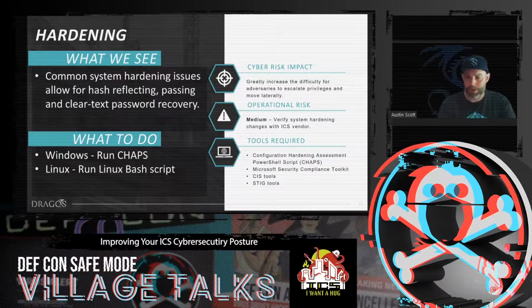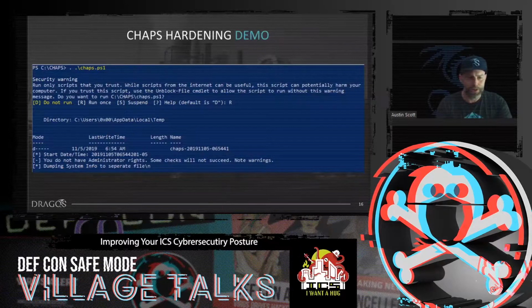But there's other tools. Microsoft has a great tool called the Security Compliance Toolkit, which does a very thorough analysis. It does require you to install some software in your ICS environment, so that could cause some issues with your vendors. Same with the CIS tools and the STIG tools. They do require software to be installed in order to make them work. But that's why I love the CHAPS tool. It's just a PowerShell script you can run. It doesn't require any software to be installed. It just will do some data collection on that endpoint and highlight some of these common hardening issues. So again, you have to work closely with the vendor when you're running these things.